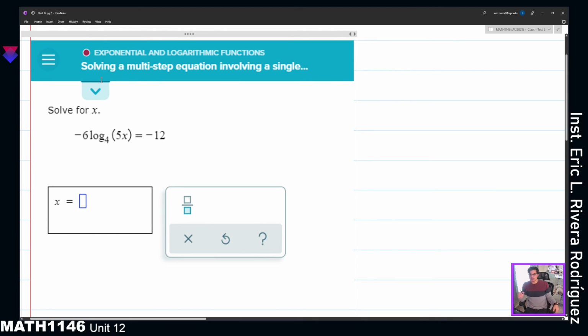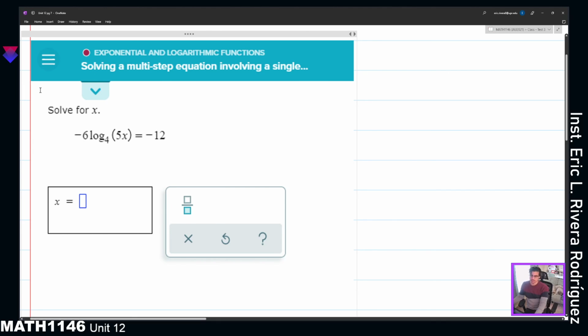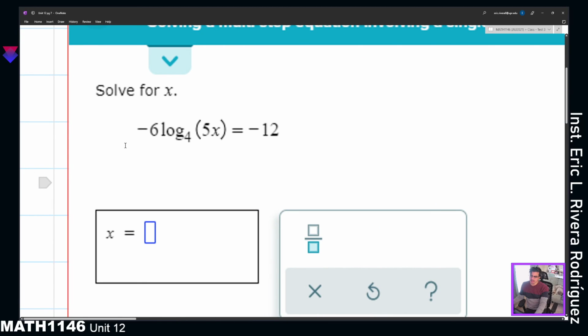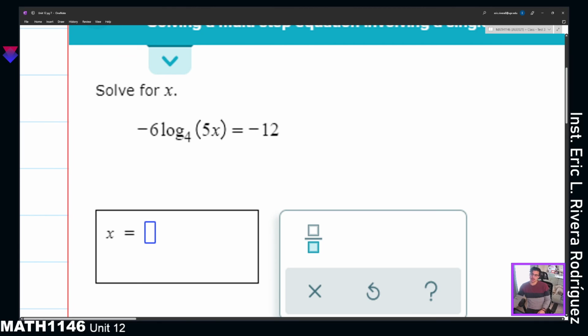So I'm going to give you a few minutes, so let's take a 5 to 10 minute break. Try to do this one to see if you are getting that strategy of isolating the logarithmic function, canceling the logarithmic function, and then solving for the variable.